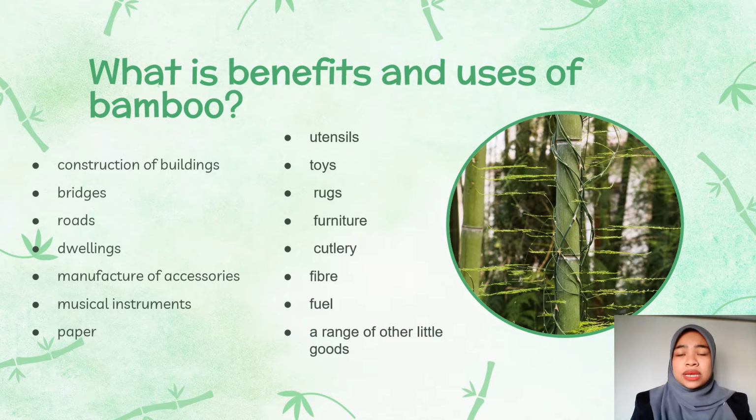On average, we can see too many things that are made using bamboo. We can see a lot of benefits and uses of bamboo, which are construction of buildings, bridges, roads, welding, toys, rugs, furniture, and a range of other little goods.